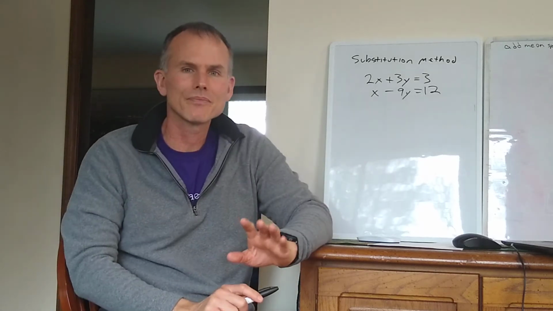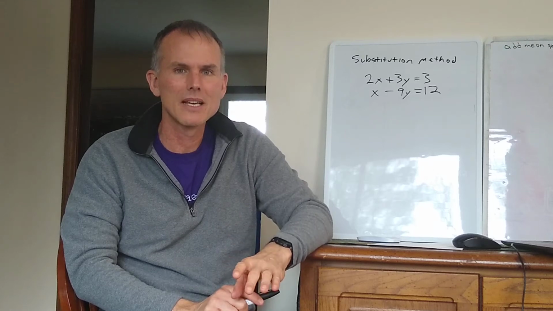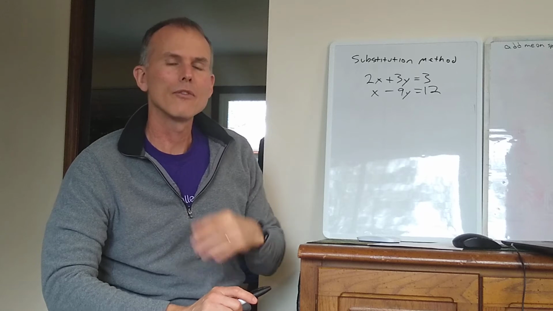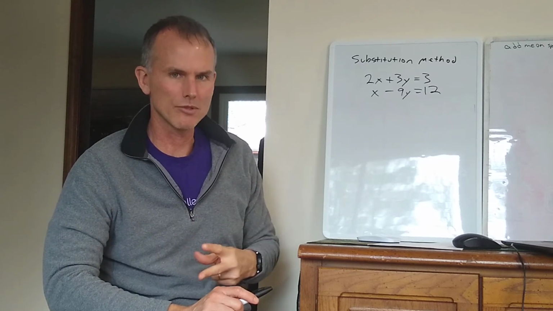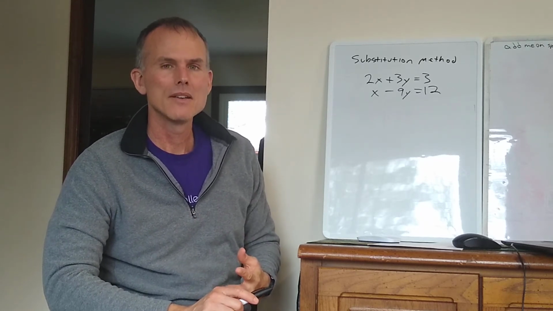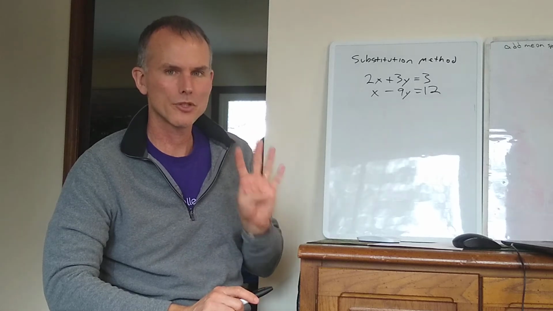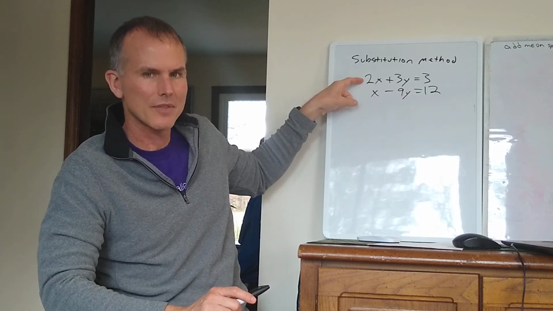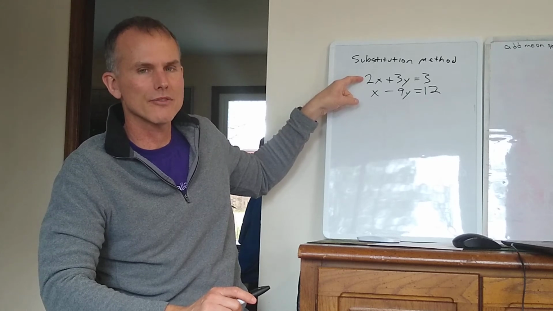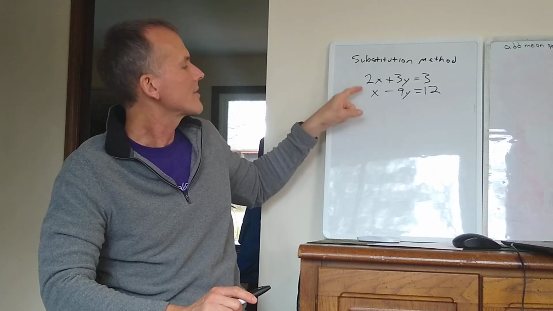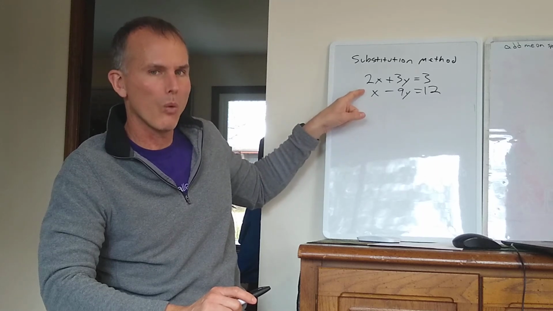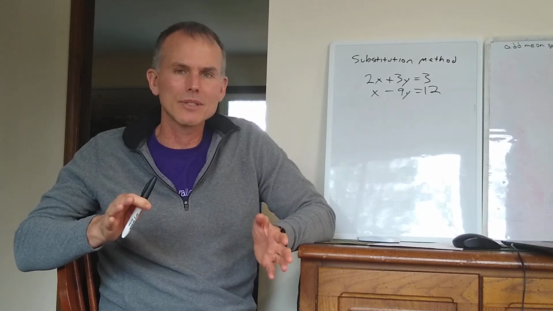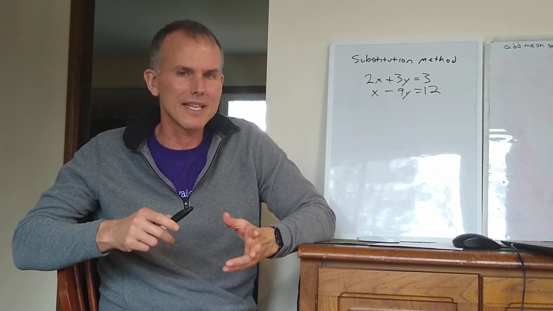Now, the first step in the substitution method is this. I have to solve one of these two equations for one of the two variables in it. So that leaves me 4 choices. Okay, think about it. I can solve the first equation for x, or I can solve the first equation for y, or I can solve the second equation for x, or I could solve the second equation for y. Now, oftentimes there's not really one choice that's better than any of the others.